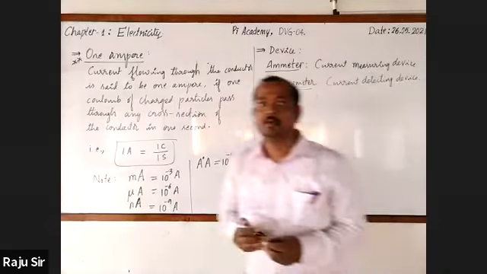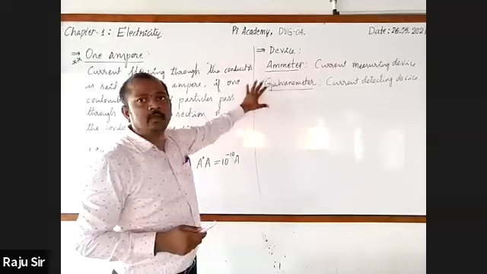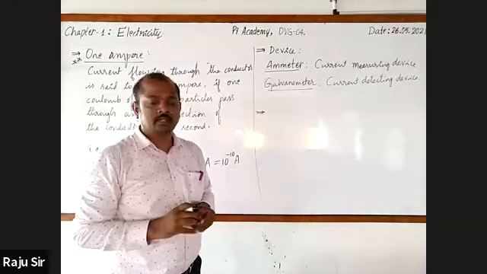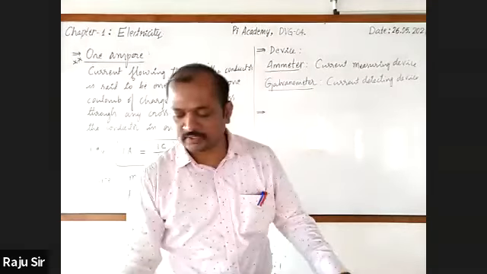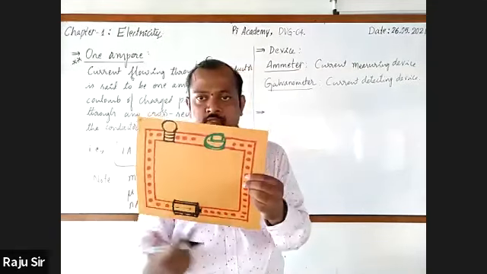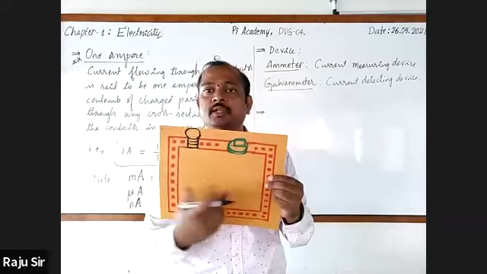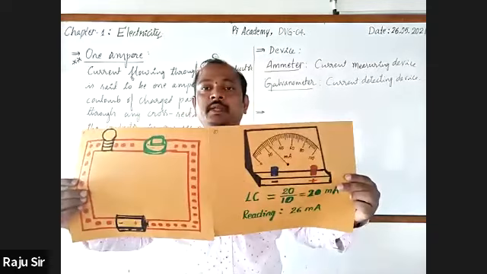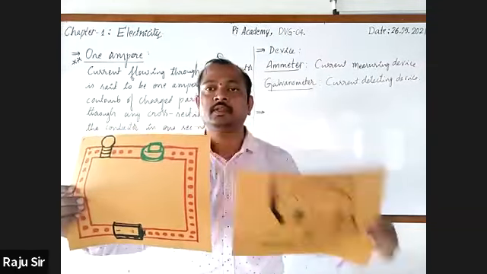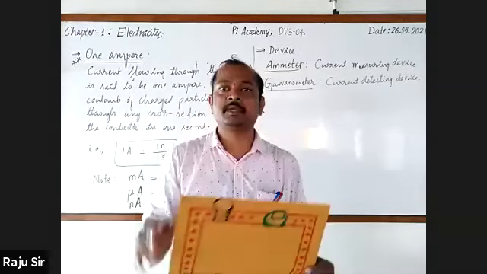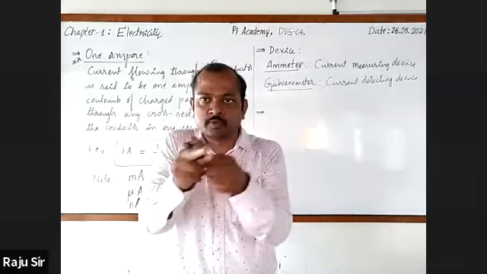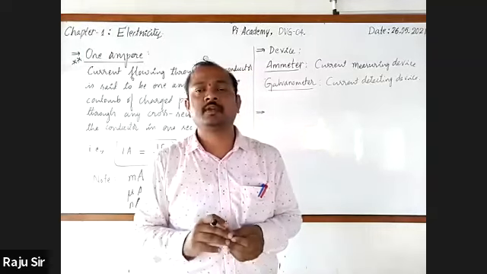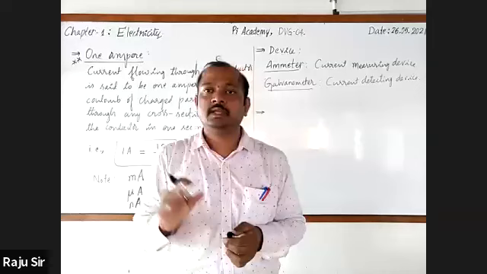Okay. Now, with respect to ammeter, we have some more information. That is, to measure the current flowing in the circuit, the ammeter should be connected in the circuit. And this ammeter is connected in series in the circuit. It should always be connected in series. That is, along with the components only, in the same line only, we will connect the ammeter. Do you know the reason for connecting the ammeter in series in the circuit?